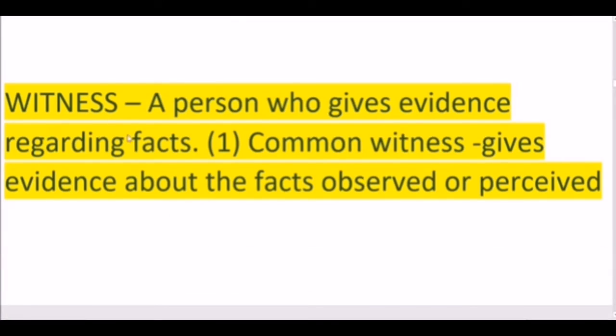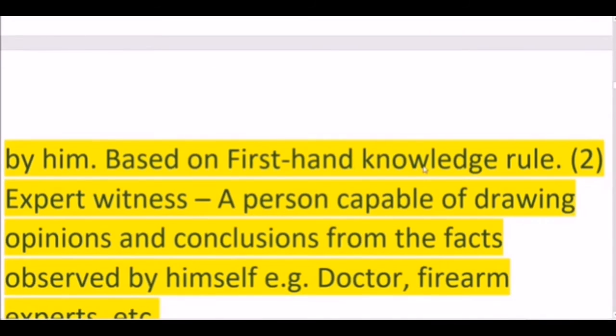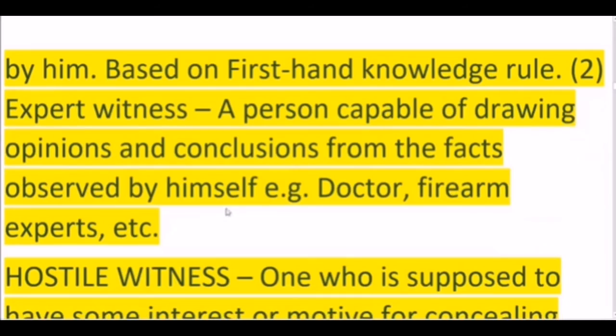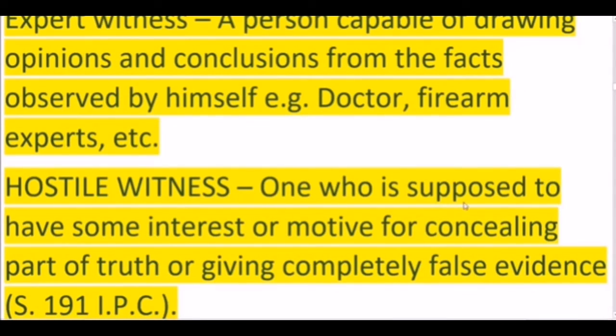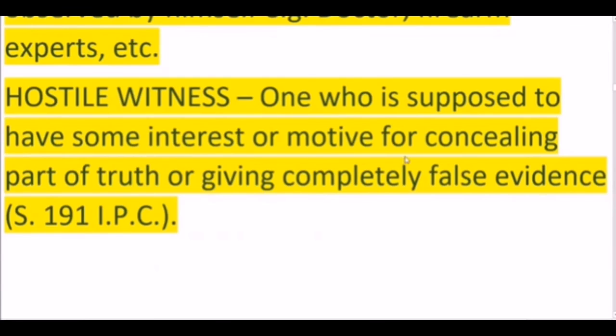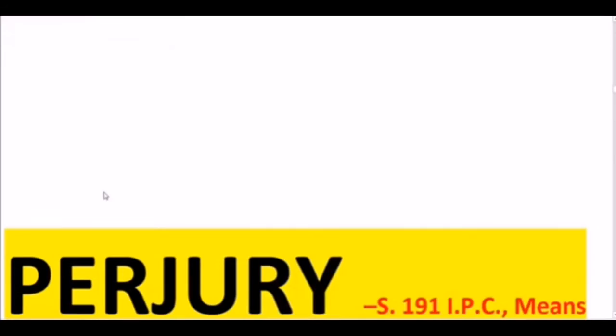Then what is a witness? A person who gives facts or evidence regarding facts. Two types of witness are there: common witness and expert witness. Common witness gives evidence about the facts observed or perceived by him based on first-hand knowledge. And second is expert witness, a person capable of drawing opinion and conclusions from the facts observed by him, like doctors, firearm experts, and so on. Then, who is a hostile witness? One who is supposed to have some interest or motive for concealing part of the truth or giving completely false evidence is called a hostile witness.